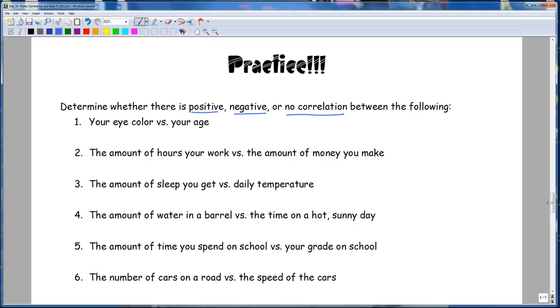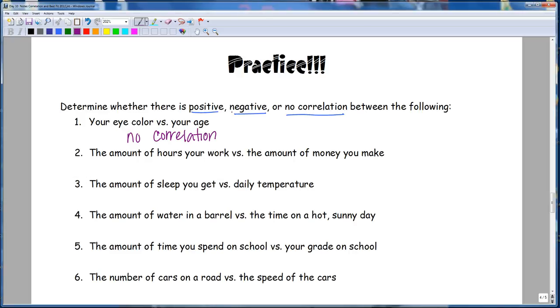All right, welcome back. We're going to go through our answers. So first, your eye color versus your age. This should be no correlation because you could be really young and have blue eyes or really old and have blue eyes. It just really doesn't matter.